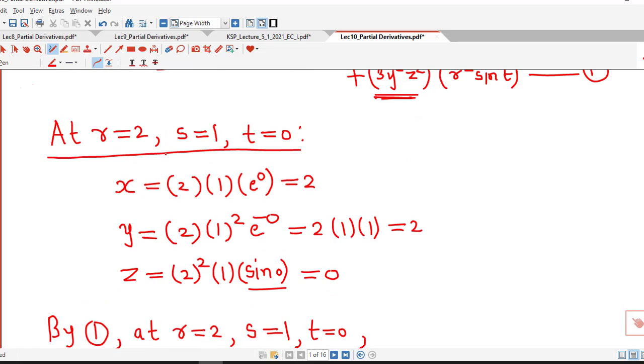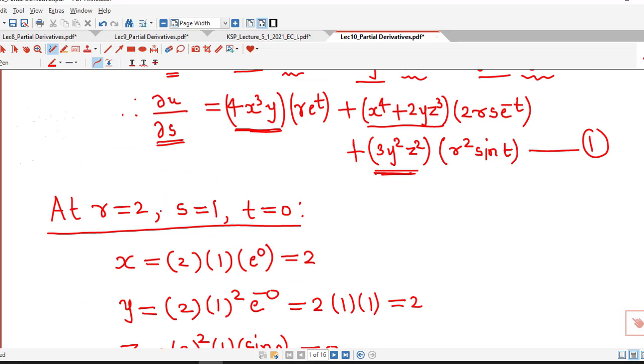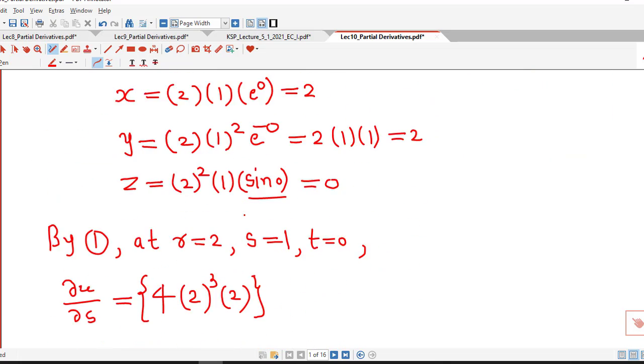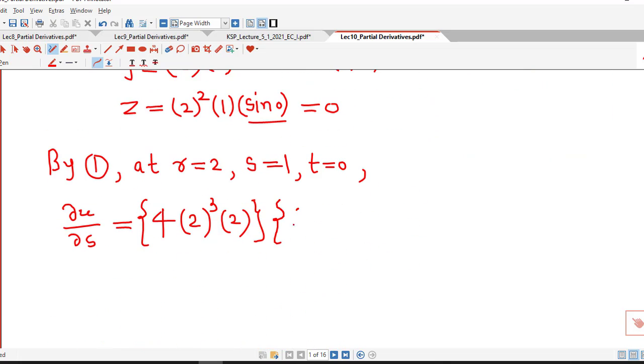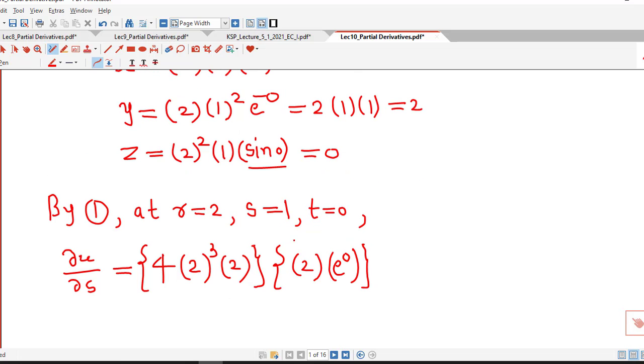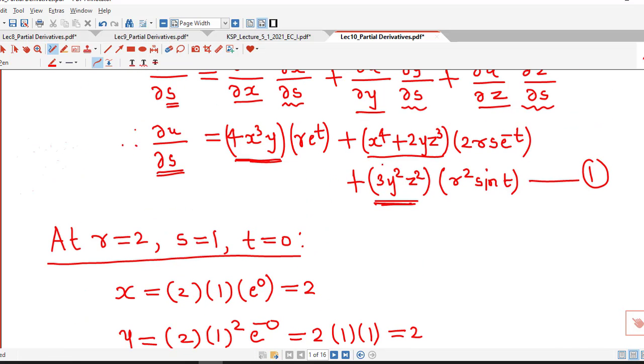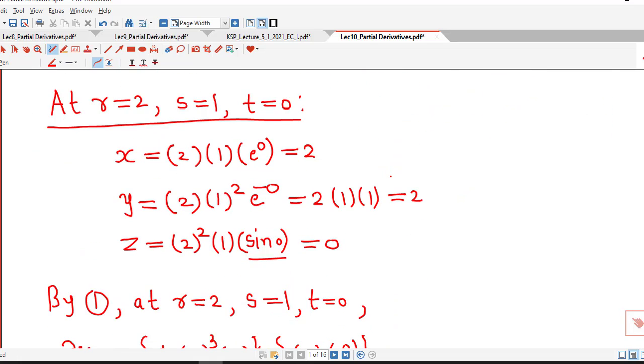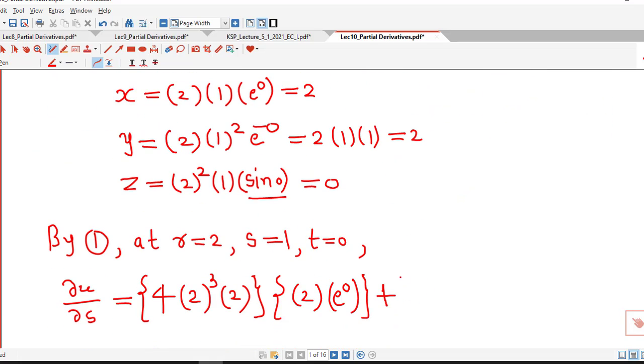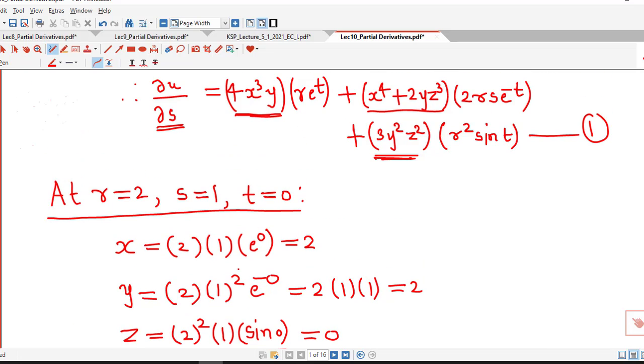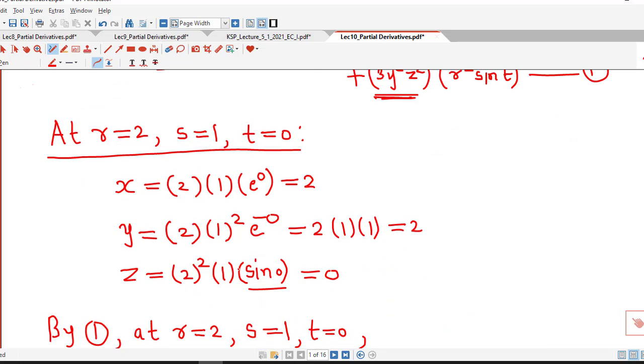Now in the product we have r into e raised to t. So r is 2 and t is 0. So we put r equal to 2, t equal to 0. Plus x raised to 4 plus 2yz cube. So x raised to 4 means 2 raised to 4 plus 2y, y is 2 and z cube, z is 0. So it is 0.